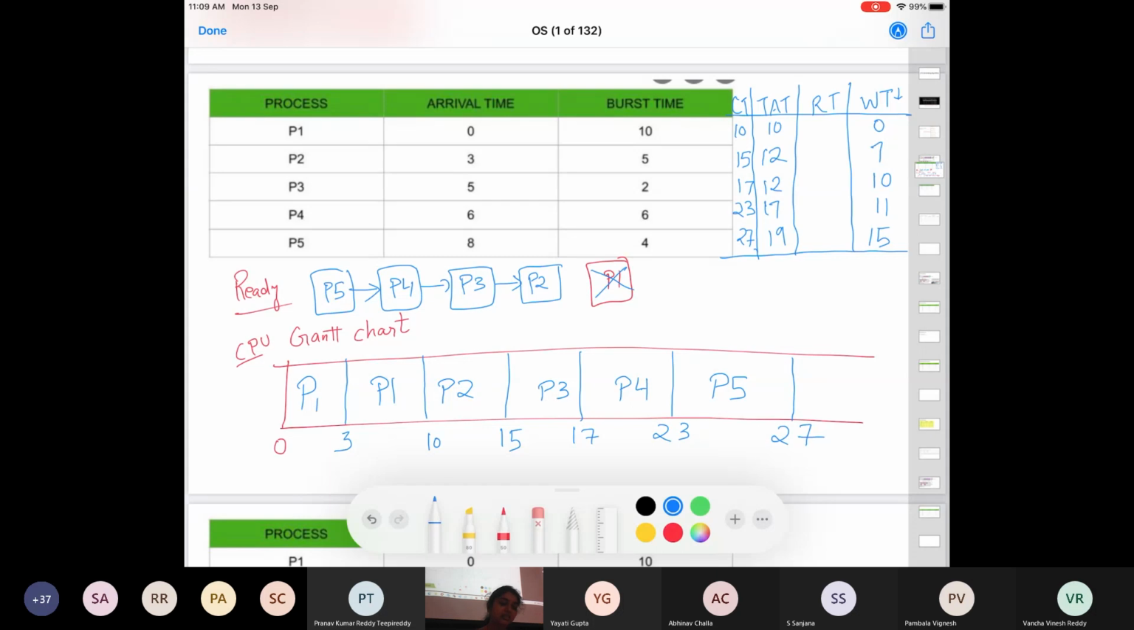So P1 gets its first response at 0. So it's 0. P2 gets its first response at 10. So again 10 minus 3, 7. And the same holds for all the processes here. Now let's, sorry, come again.